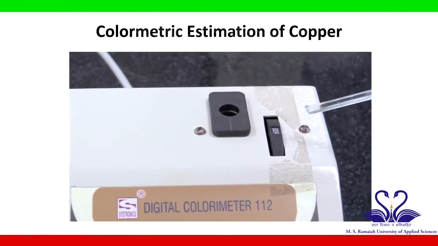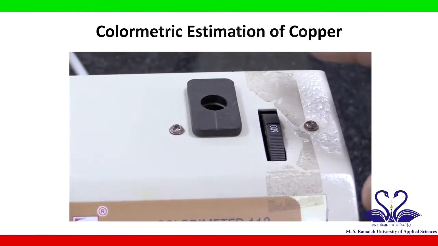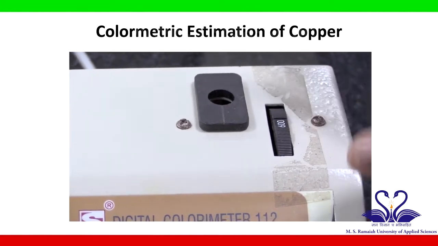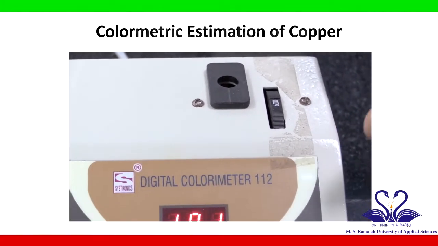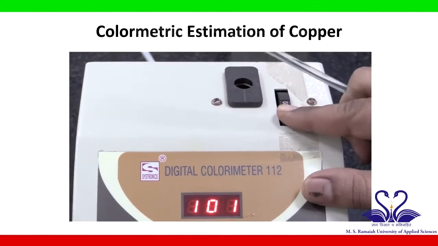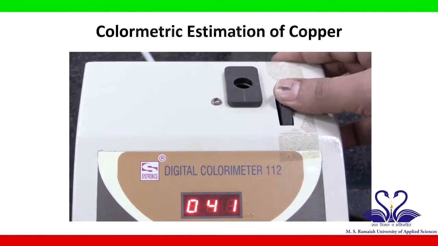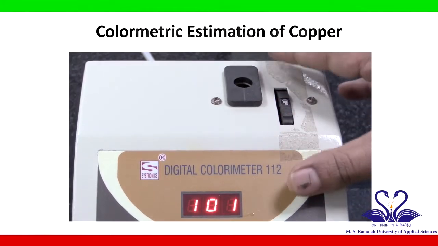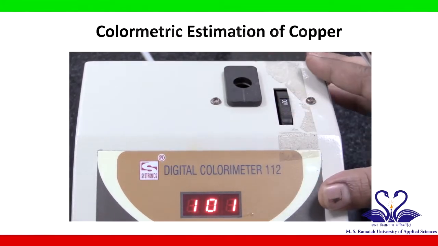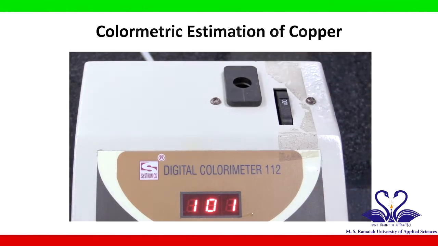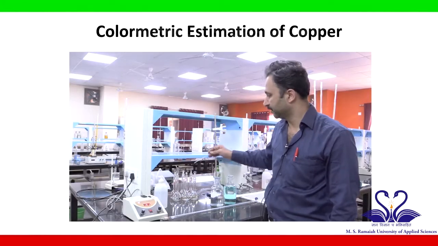So the next one is this filter. You have to set the filter to 620 lambda maximum for the copper solution, the blue colored solution. We have 600 and the next filter is 720. So you have to set it to 600, which is nearest to the lambda maximum value that we are going to use for this experiment.